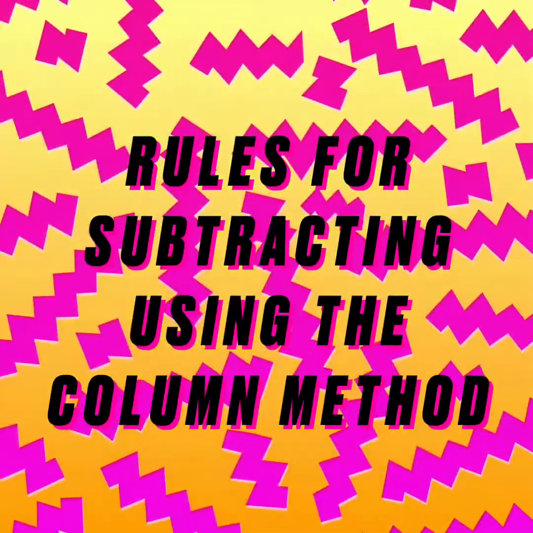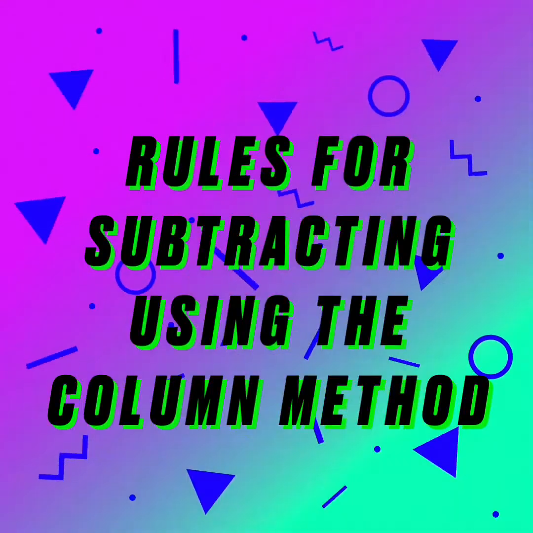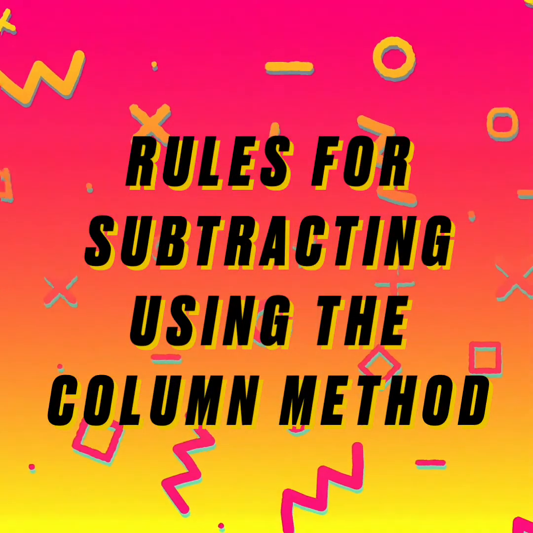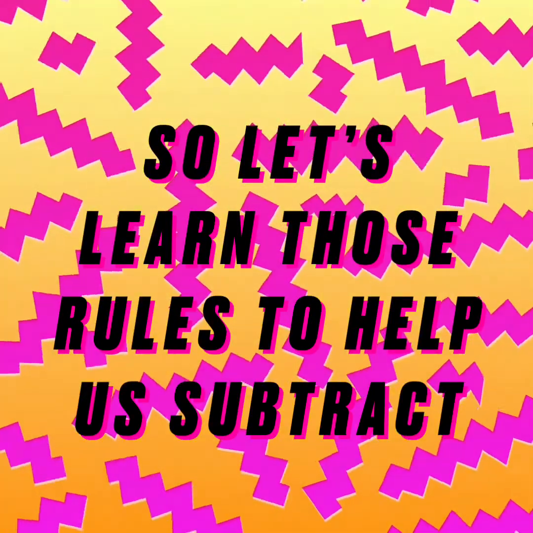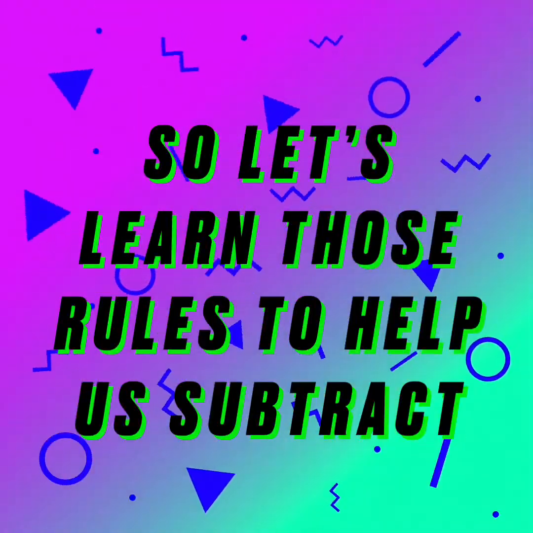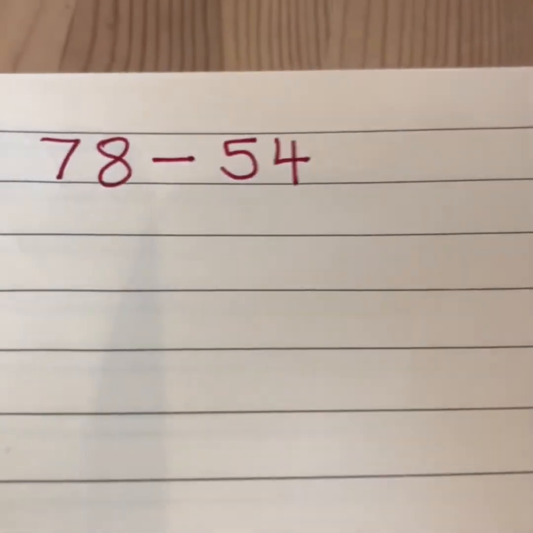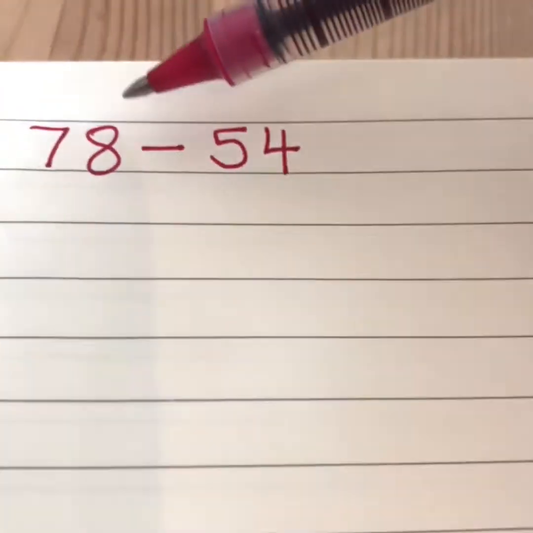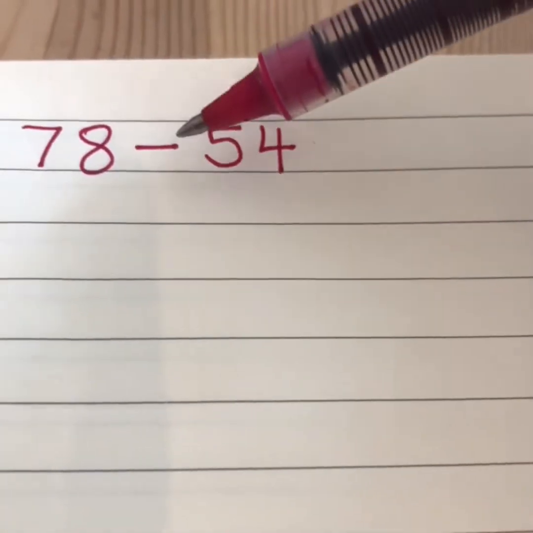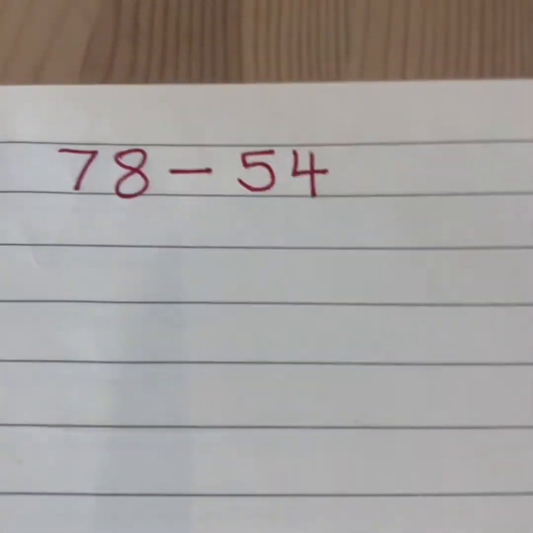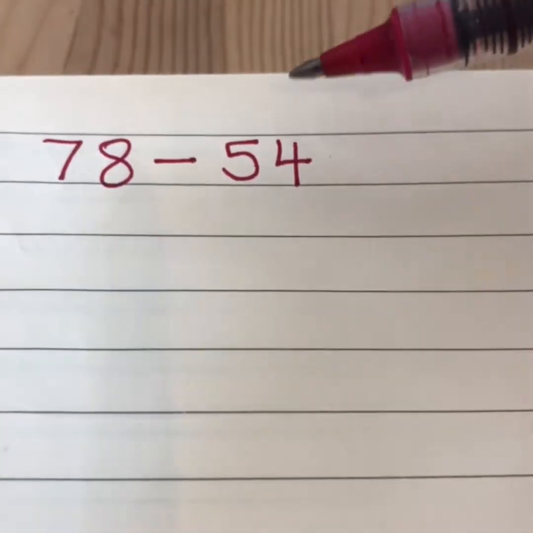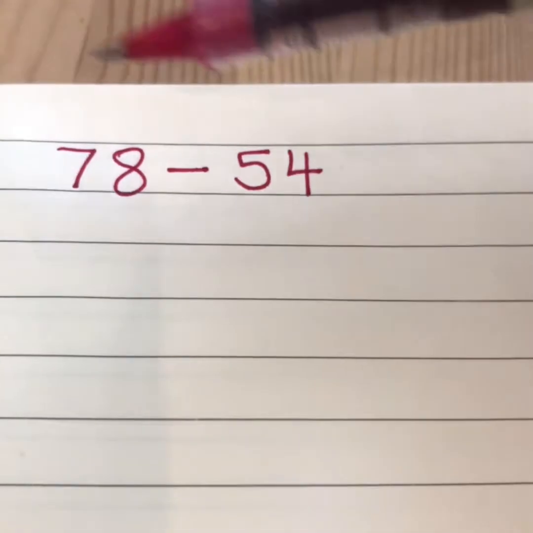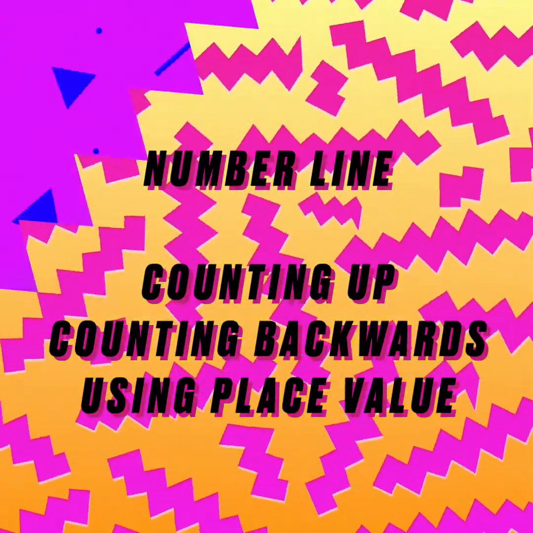There are different rules for subtracting using the column method compared to adding using the column method. So let's learn those rules to help us subtract. Starting off with our number sentence today, we've got 78 subtract or take away 54. Another way to say this is, what is the difference between 54 and 78?